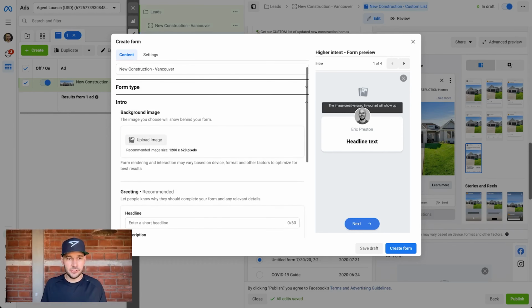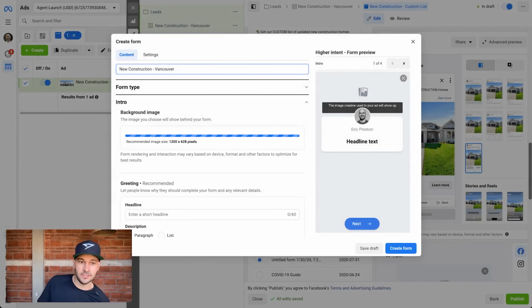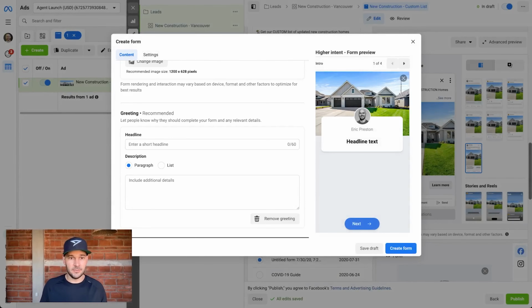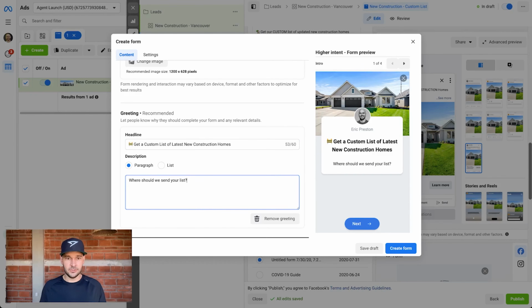Now, essentially here, you can upload a background image, so we can literally use the same image as before, just to give consistency. That's generally what I would do. Then you just repurpose the same things you've been using as far as the headline goes: get a custom list of the latest new construction homes. I like to add emojis in here that really fit what you're trying to say. For the description, you want to add something like, where should we send your list? You want to encourage them to put in a correct email so that they're going to get the list by email. If you don't say something like that, they could just be putting in a fake email so that they get to the next step.